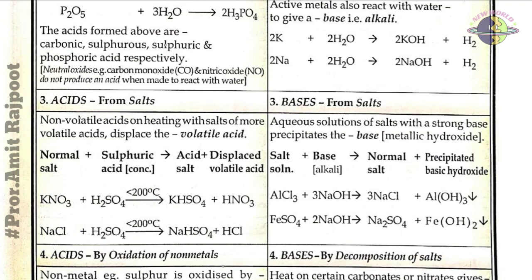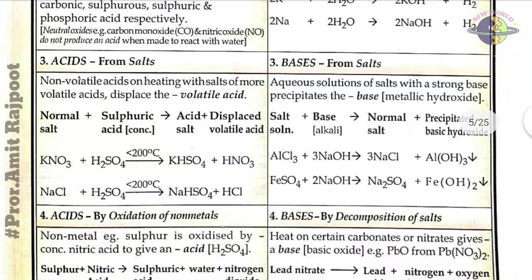Likewise for bases from salts: a salt solution combines with a base to give a normal salt plus a precipitated basic hydroxide. So you can see AlCl3 is a salt solution, FeSO4 is a salt solution which reacts with the base 3NaOH or 2NaOH and will give out 3NaCl or Na2SO4 plus Al(OH)3 or Fe(OH)2. See the down arrow shows here that it will be in precipitate form.